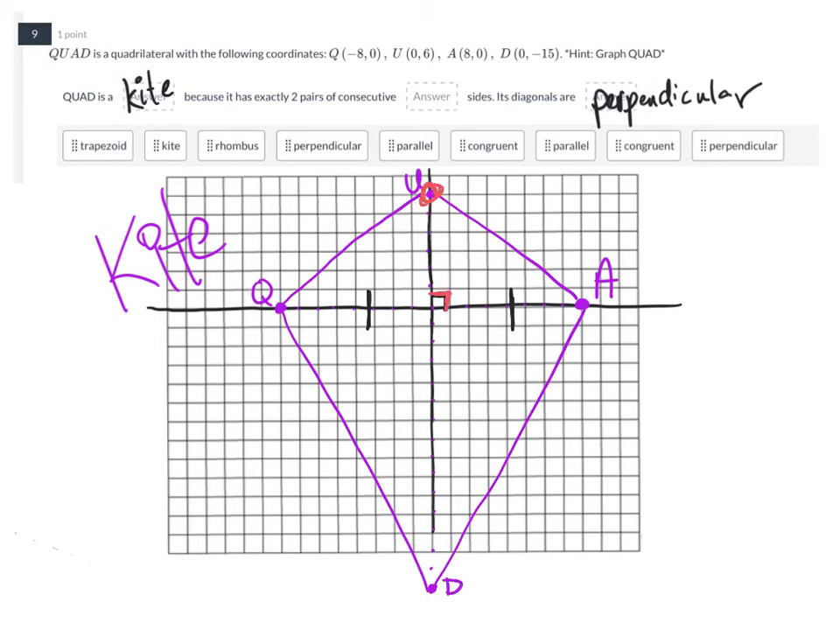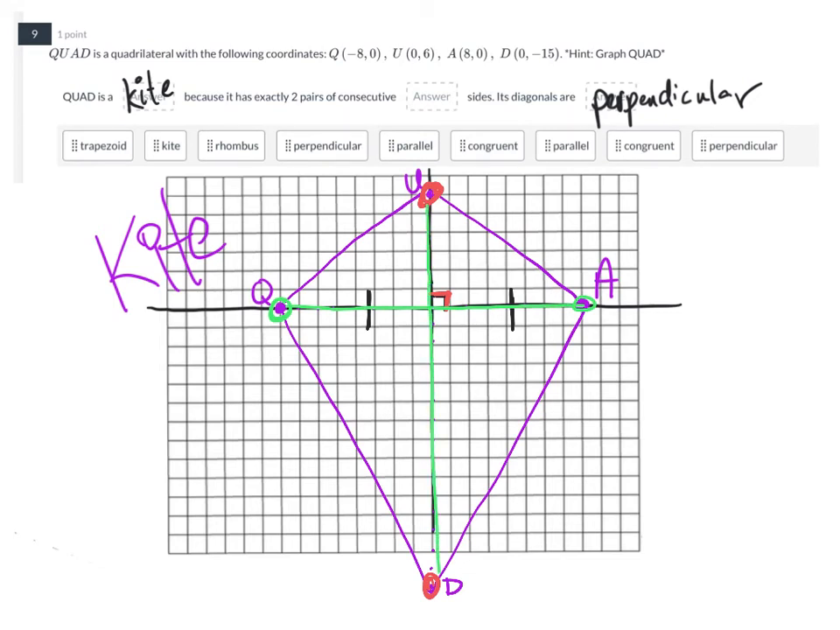Diagonals go from one vertex to a non-adjacent vertex. So you would have to connect to D. And Q would have to connect to the one that it's not already connected to, which is A over here. So the diagonals do make a 90-degree angle, which means they're perpendicular.